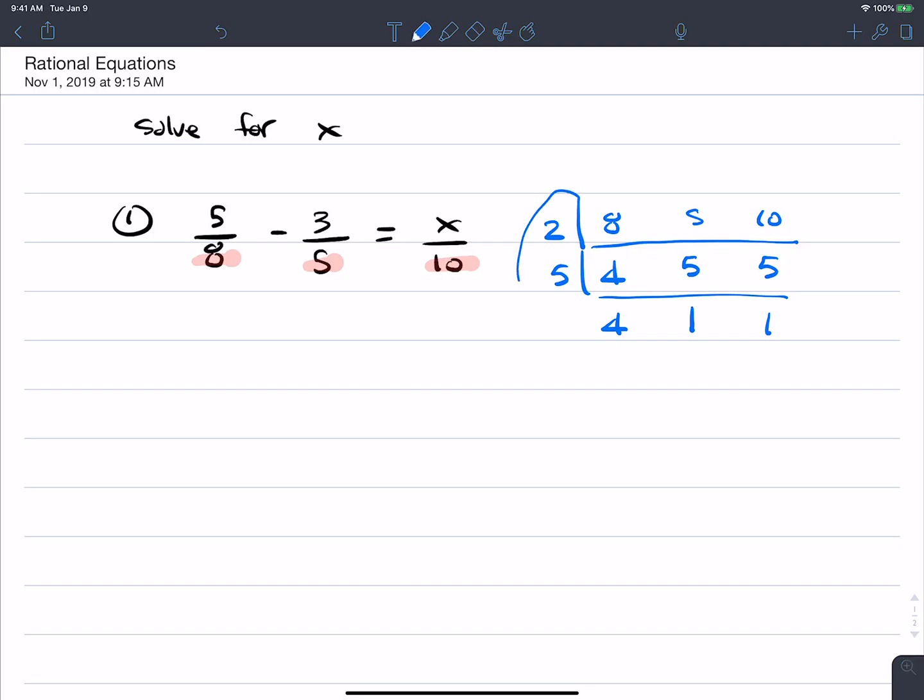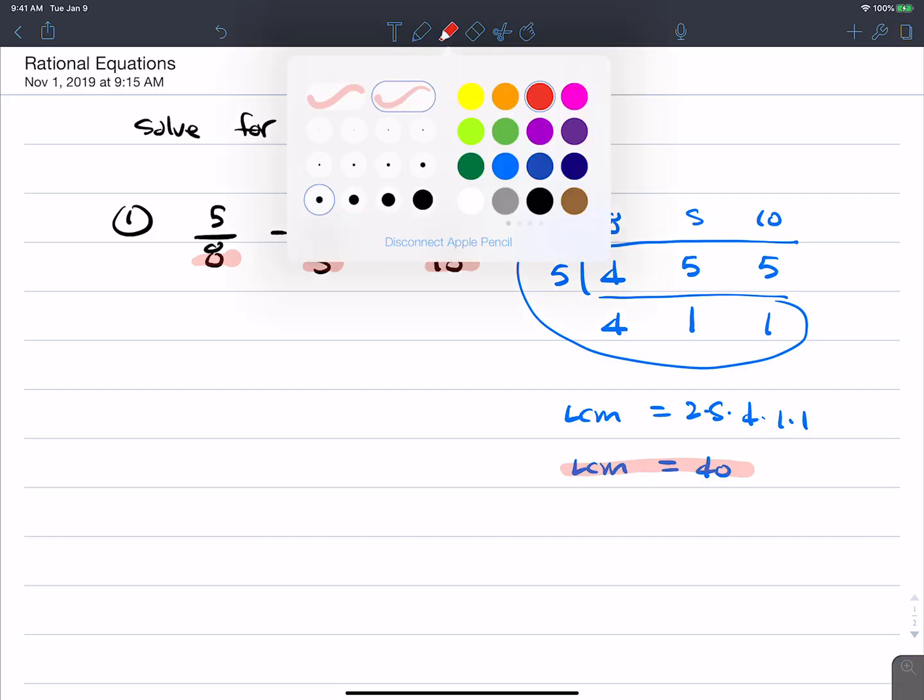So remember, that means we just multiply these numbers. This is our LCM. So 2 times 5 times 4 times 1 times 1, what's that LCM going to give us? Yeah, it's 40. So this is what we're going to use here. Okay, LCM is 40.